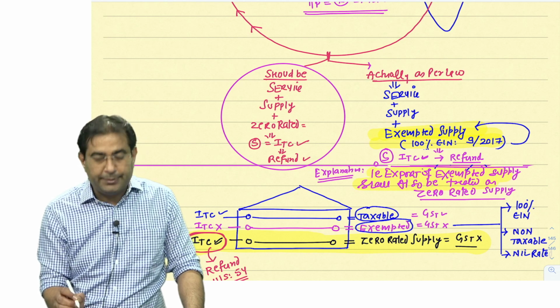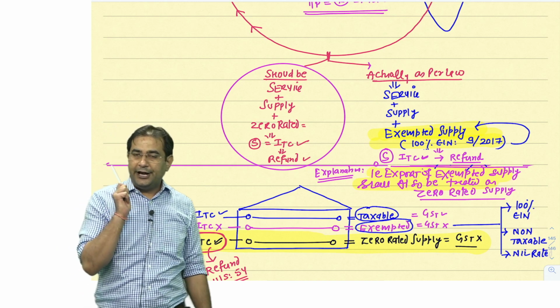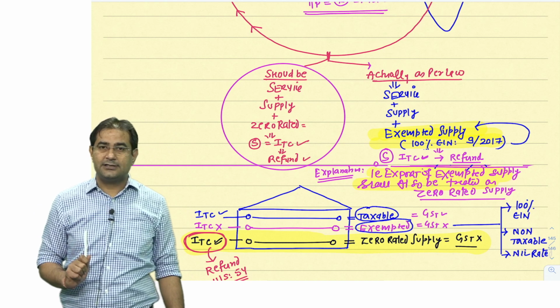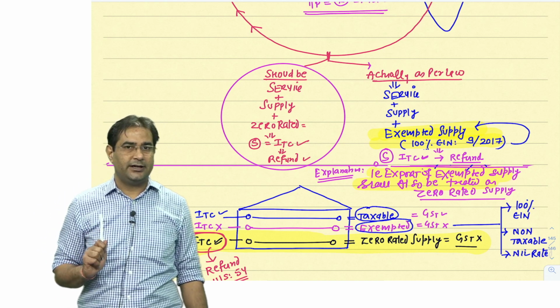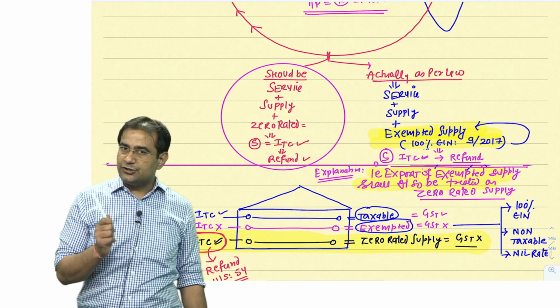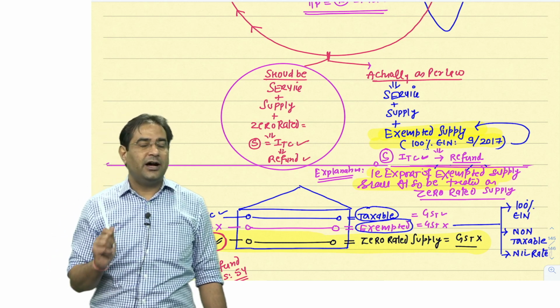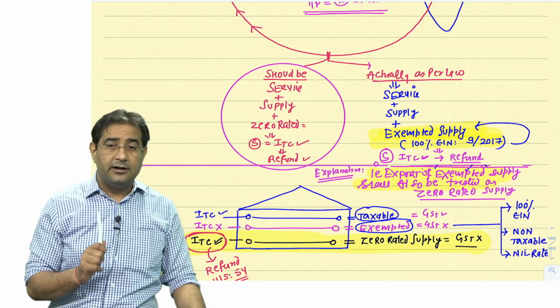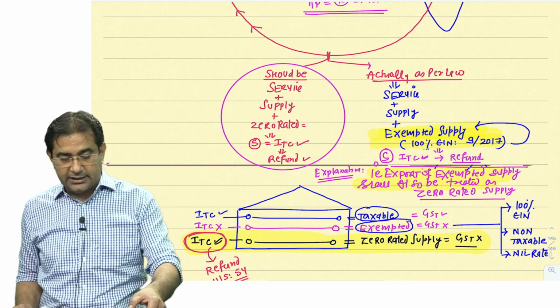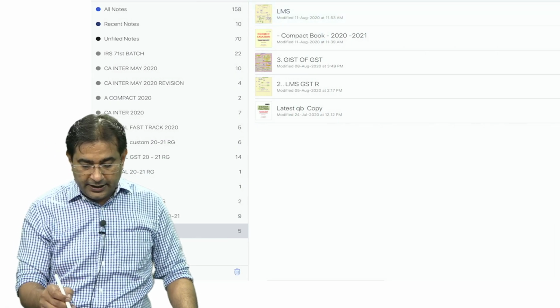Like always, remember, export of exempted supply is treated as a zero rated supply, and all the export benefits pertaining to zero rated supply would be available to the supplier. Is it okay? Yes, sir. Now come on the point, my dear.